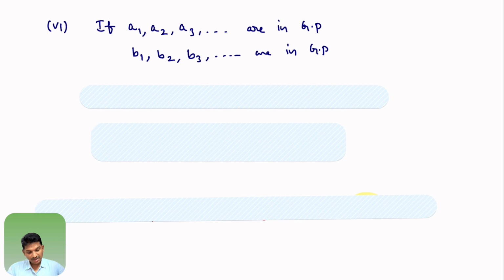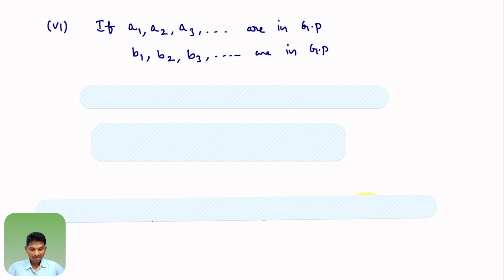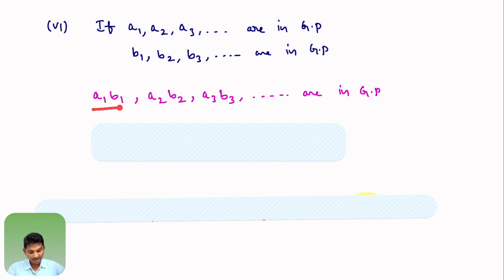You see, they give two progressions A1, A2, A3 and so on, AN, and B1, B2, B3 and so on, BN. Two progressions are there which are in geometric progression. Then if we multiply the corresponding terms, whatever you get is also in geometric progression. See here, A1 into B1, A2 into B2, A3 into B3 and so on form a geometric progression. You can check these things with the help of an example.